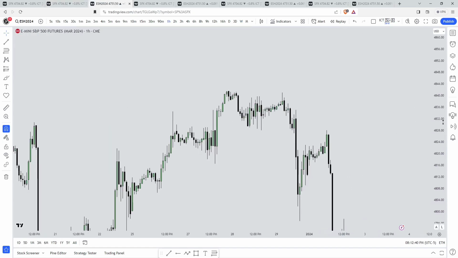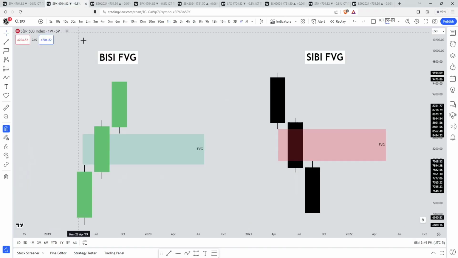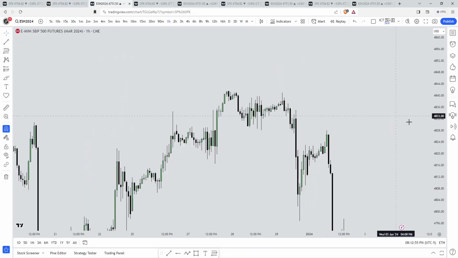So now we can dive into a real chart example. I want you guys to take a look at this chart. If you're new and you haven't been trading ICT for a while, just try and look for those signatures in price action that we just talked about, a bullish fair value gap or a BISI, and then a SIBI or a bearish fair value gap. So pause the video real quick and see if you could find any examples on your chart.